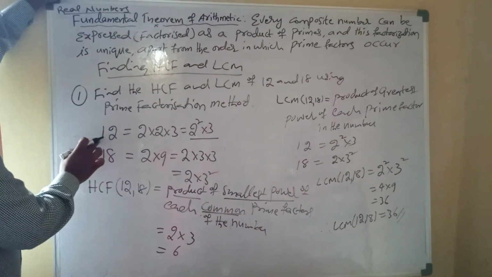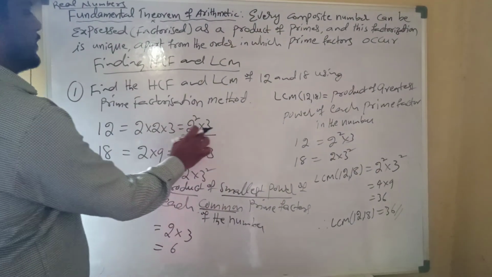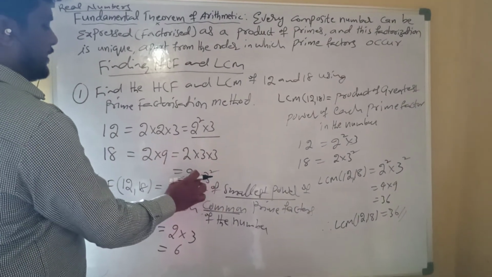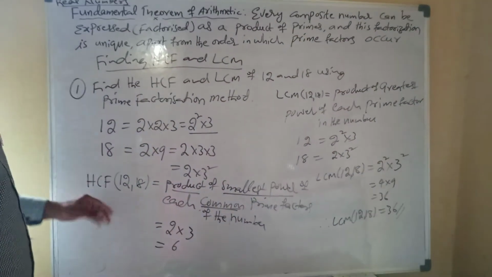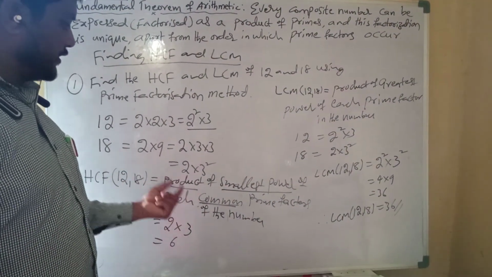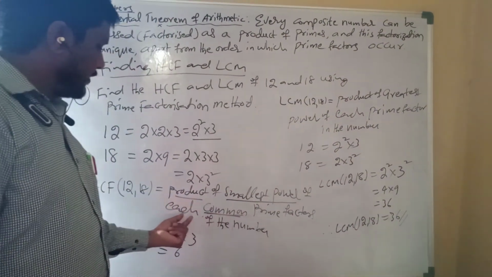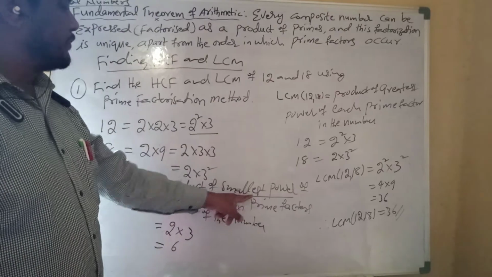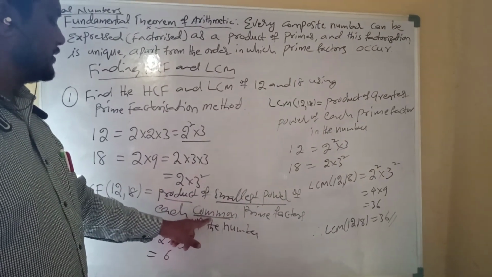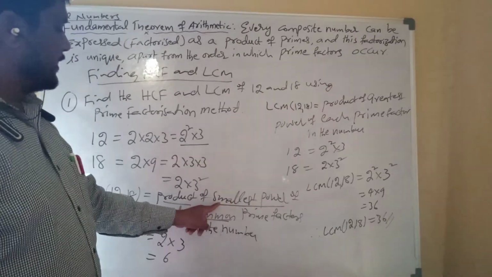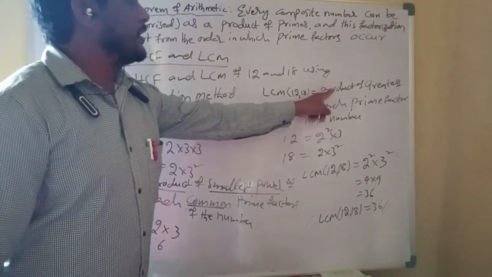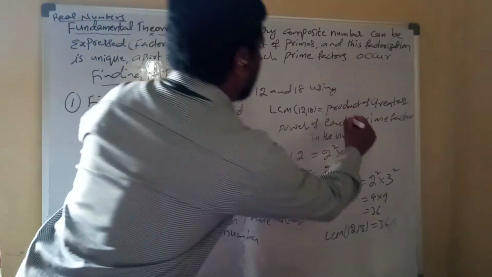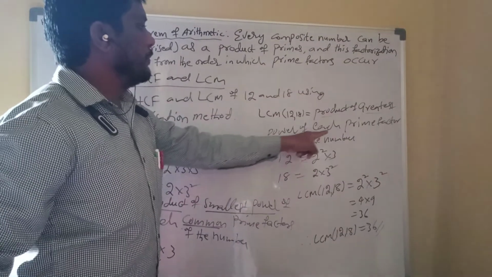Okay, I am taking two numbers 12 and 18. I am writing 12 as 2 square into 3, that is the product of primes. 18 is equal to 2 into 3 square, it is also a product of primes. And HCF means you have to consider the product of the smallest power of each common prime factor in the given numbers. Very important here: smallest, common. LCM is the product of the greatest power of each prime factor.